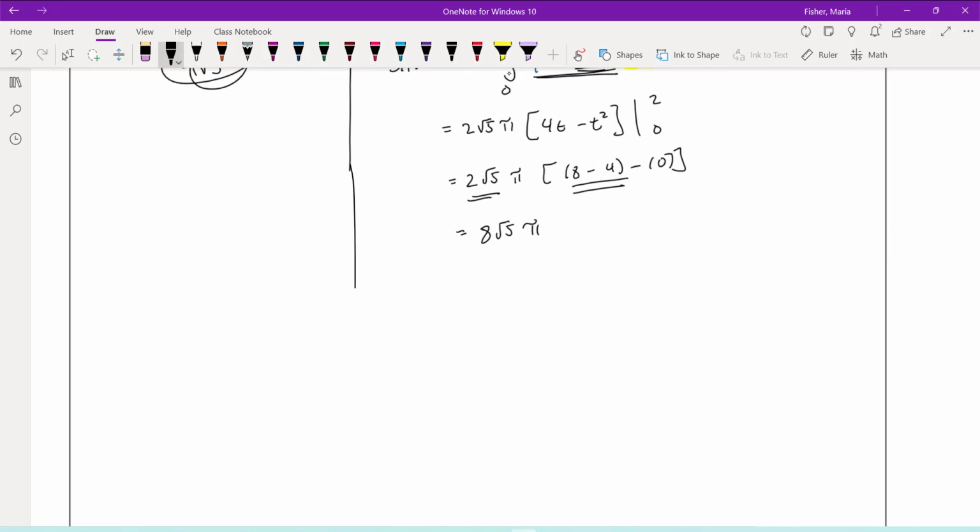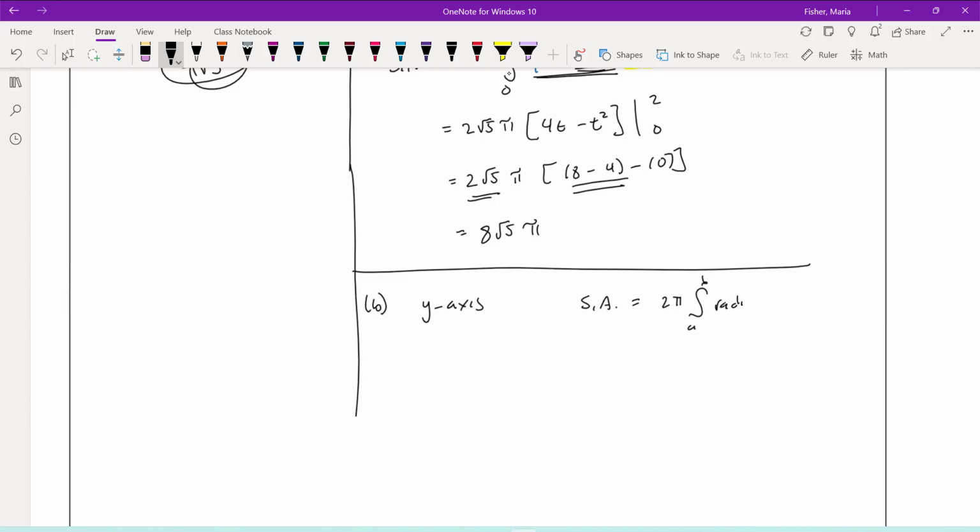What about the y-axis, part B? Again, surface area is always going to be 2 pi times the integral from A to B of radius times your arc length. Well, the arc length has not changed. That guy is still going to be the square root of 5, so I just need to figure out what the radius is. Well, this is the y-axis, so if you have some curve and you're rotating it about y, this distance that you're traveling right here, that's an x movement. So in this case, your radius is equal to t, because x of t is equal to t.